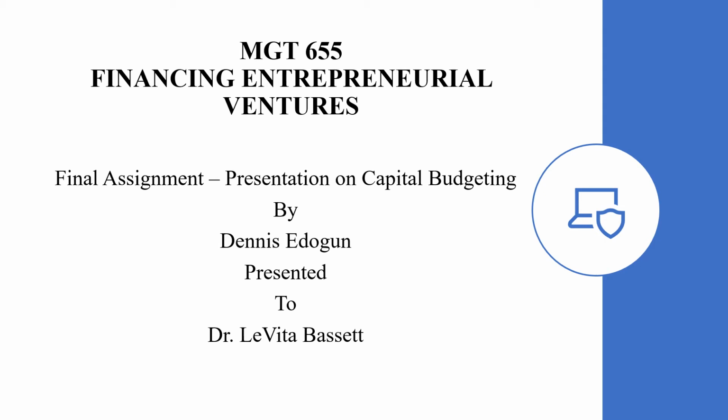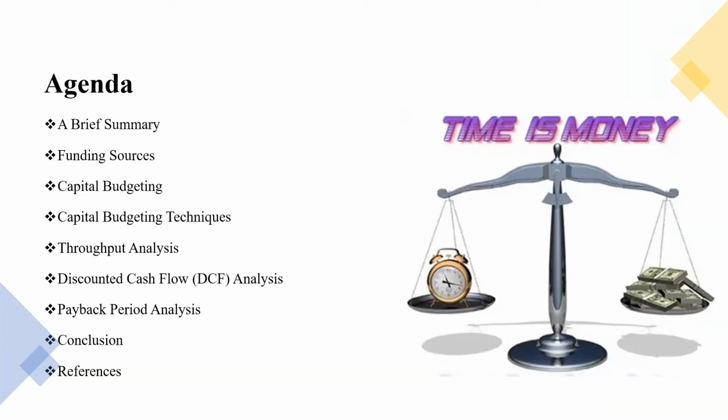This is Financing Entrepreneurial Ventures MGT 655, a final assignment presentation on capital budgeting. My name is Dennis Edogun. This presentation will be made under the following agendas.